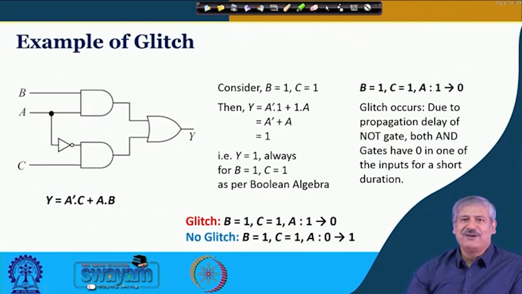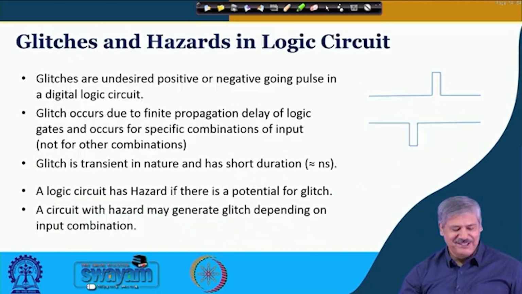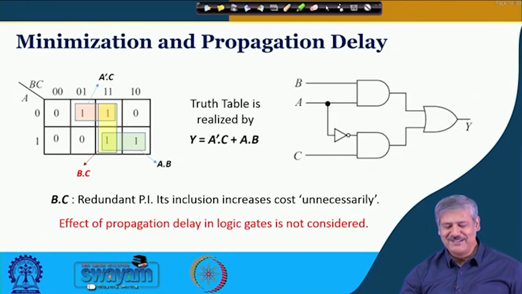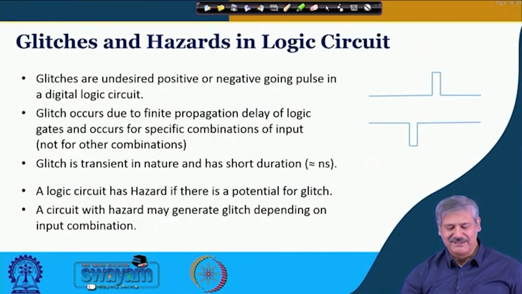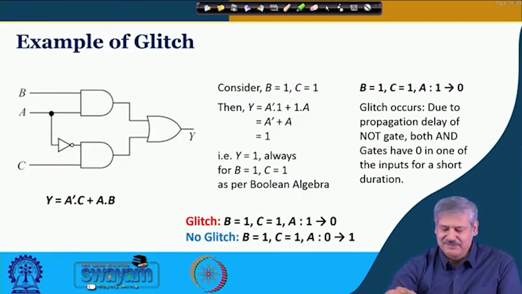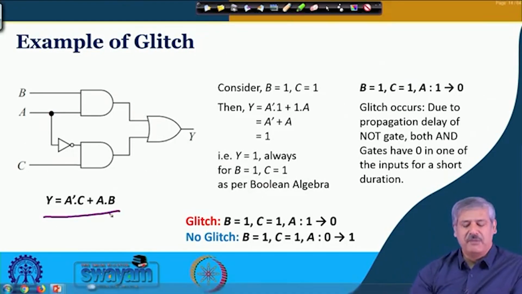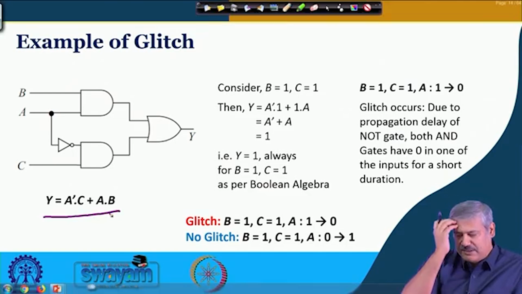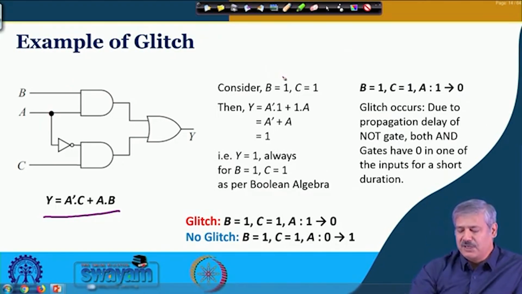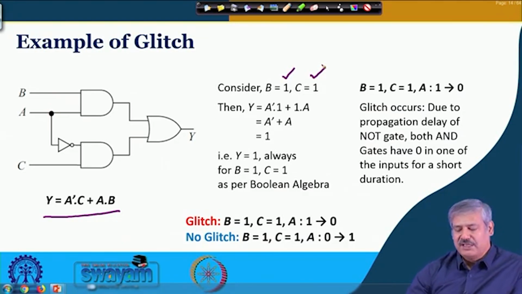So, we go back to our previous circuit only, the circuit with which we started. This is the one, okay, and this was our reduced relationship optimized from K-map, right, and this is the corresponding circuit. Now, we consider a specific case, say B is equal to 1, C is equal to 1, okay. So, at that time what will happen? What is the value of the output? B is equal to 1 and C is equal to 1.